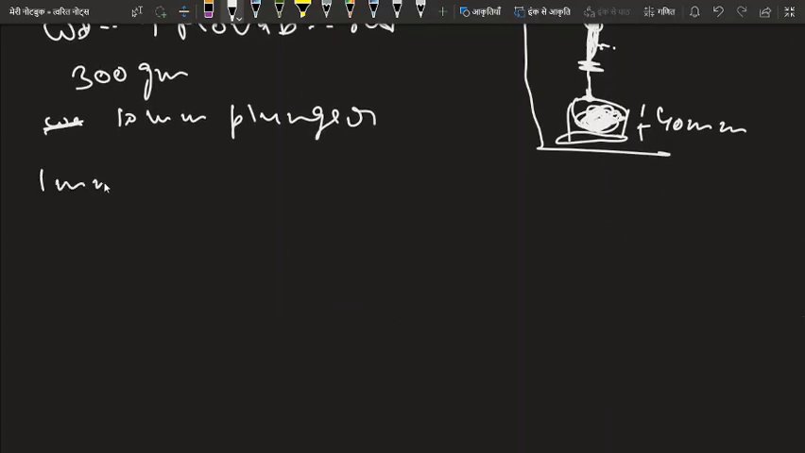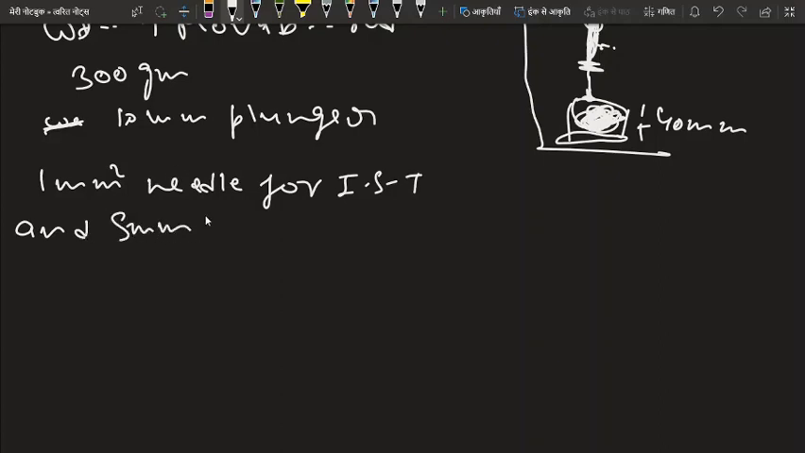So we have a 1 millimeter square needle for the initial setting time test, and below that needle, we place a small 5 mm circular attachment, something like a circular pebble, on the bottom side of the needle, which we use for the penetration of the cement. This is for the final setting time test.